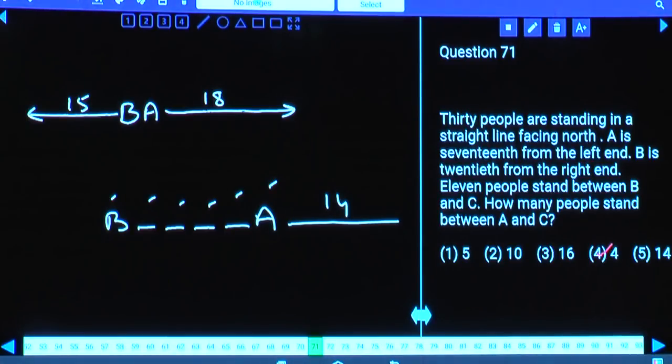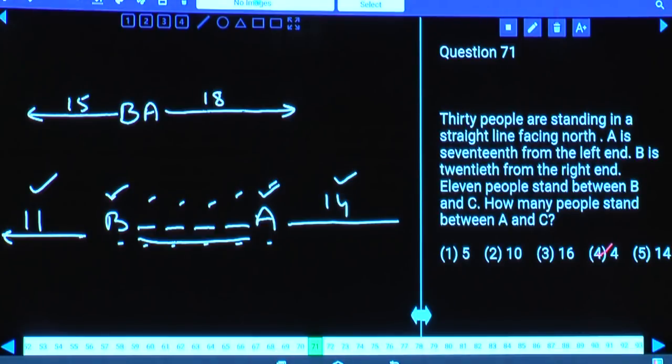And A is 17th from the left hand side. 1, 2, 3, 4, 5, 6 persons were already there. And 11. 11, 12, 13, 14, 15, 16, 17. Then count the total number of persons. 11 plus 14, 25. 25 plus 2, 27. 27 plus 4, how much? 31. Isn't it? Hence, can we have 4 members in between?